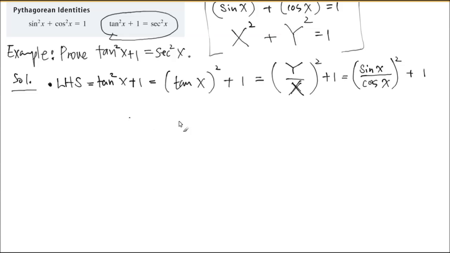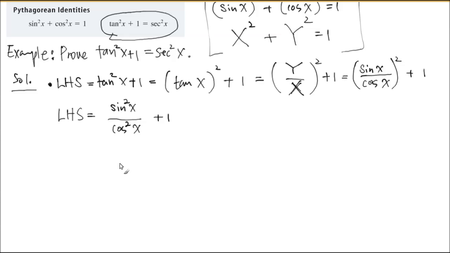So let's do that. What is the left-hand side? It's sine x squared over cosine x squared plus 1, right? But now let's use this abbreviation, putting the square like that. It means whole sine x squared and cosine x squared. Is that okay? So we broke that apart and got rid of some of the parentheses like that.